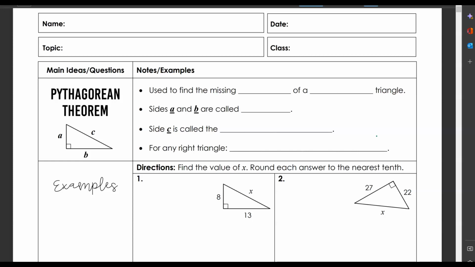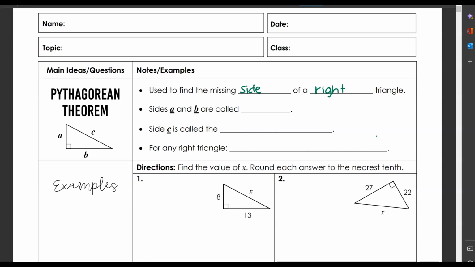Hi class, today we're going to be talking about the Pythagorean Theorem. The Pythagorean Theorem is used to find missing sides. Some of you may remember this from previous classes, so we're going to do a little bit of review. We're finding missing sides of a right triangle.